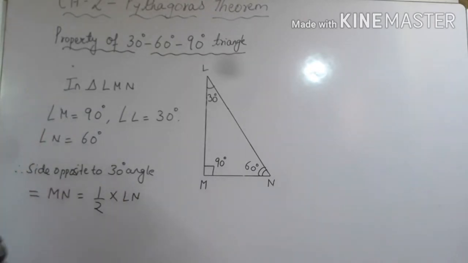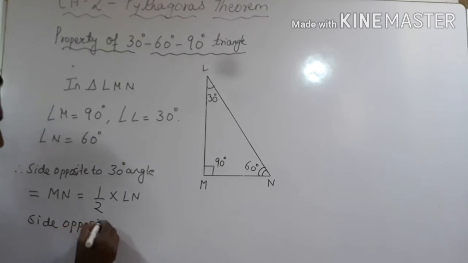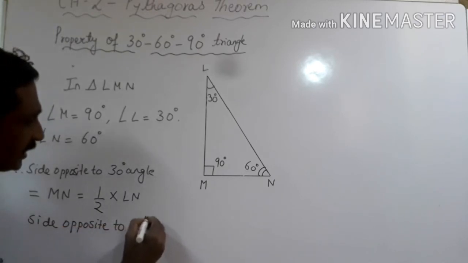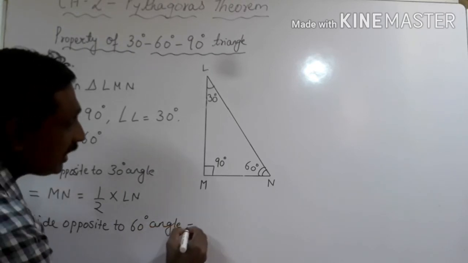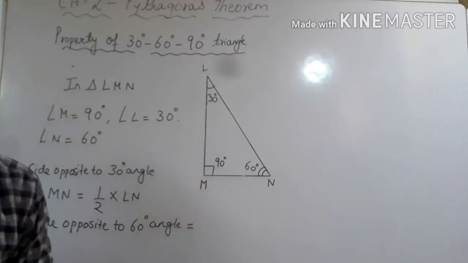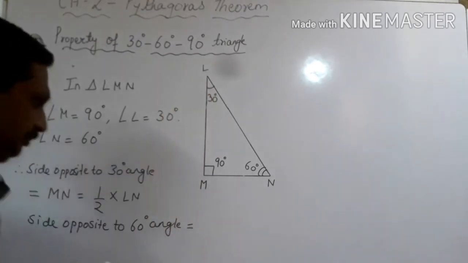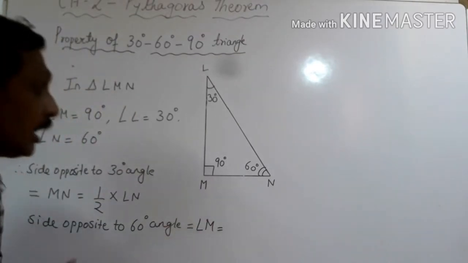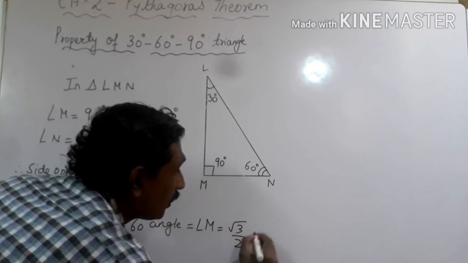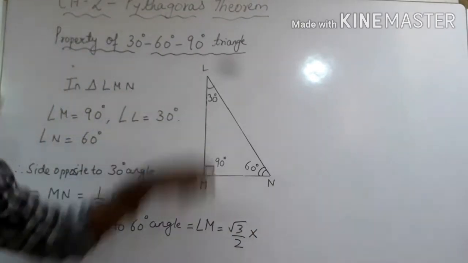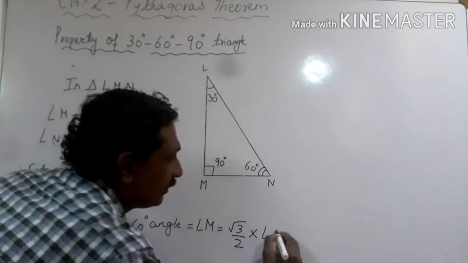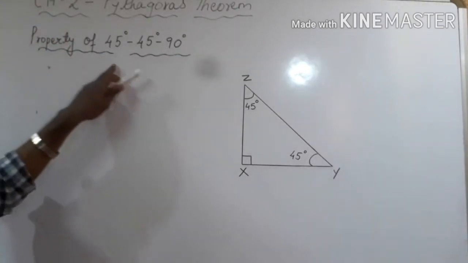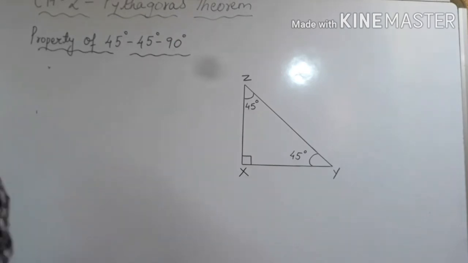Now let us see the side opposite to the 60 degrees angle. Which side is opposite to the 60 degrees angle? LM. Now this is equal to root 3 upon 2 times the hypotenuse. What is the hypotenuse? LN.